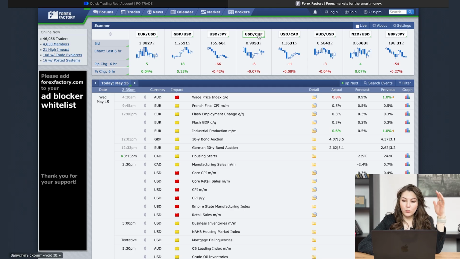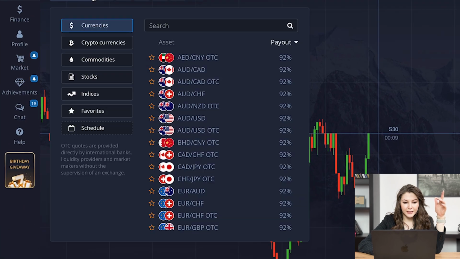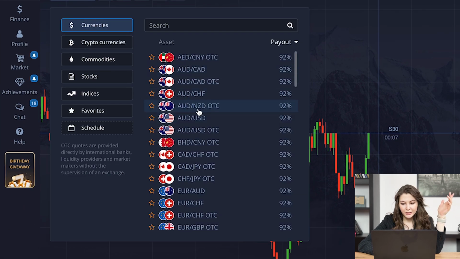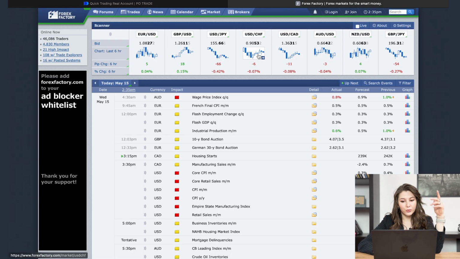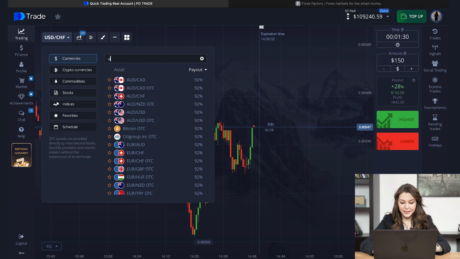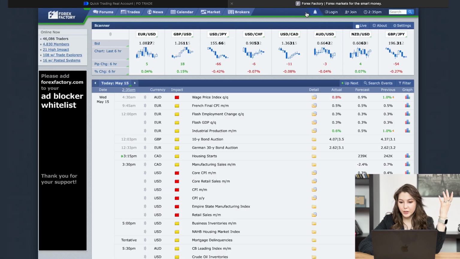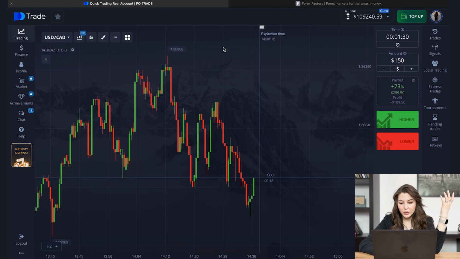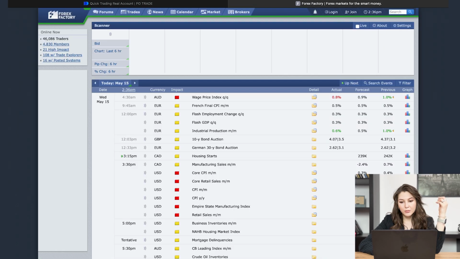So guys, let's see, we have the Swiss franc and the dollar, but I can see that the payout here is really low, so we're not going to use it. And let's move to the Canadian dollar and the dollar. So let's see. Okay, here we have a good percent, 73%, and we're going lower for this position, and let's upload the same chart.